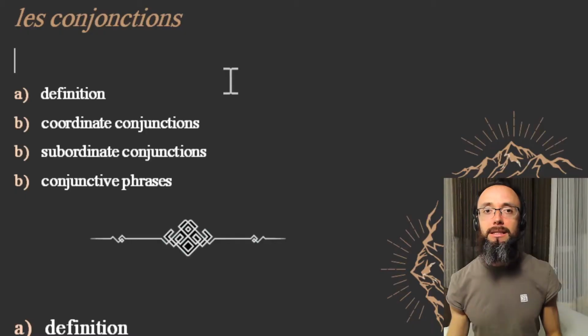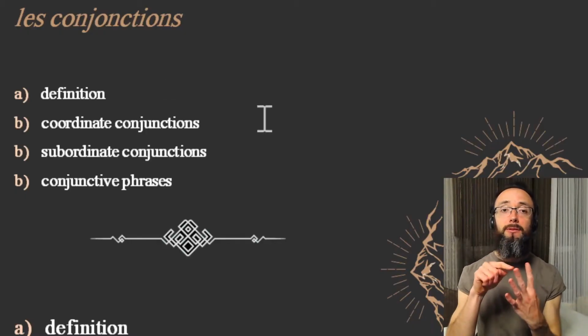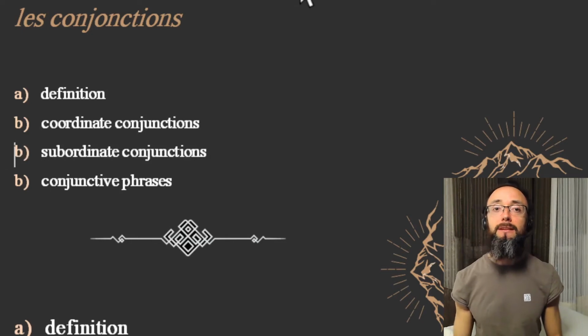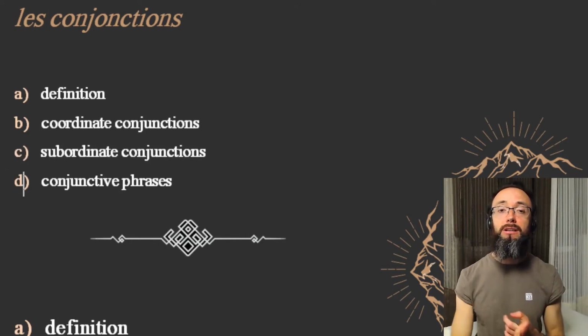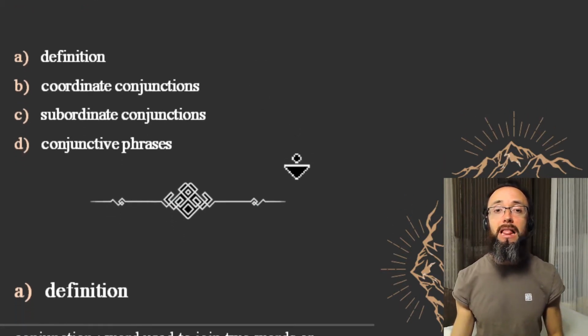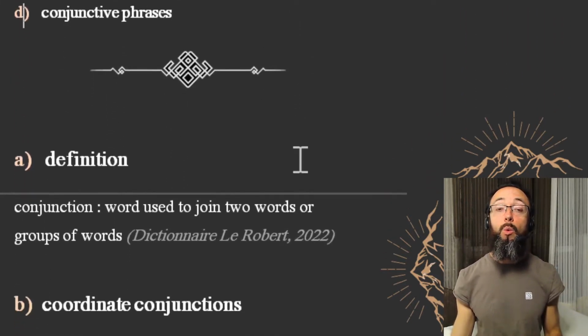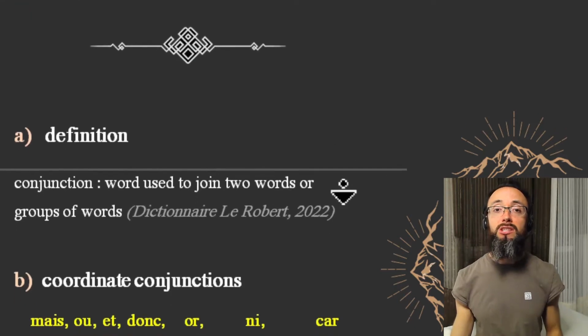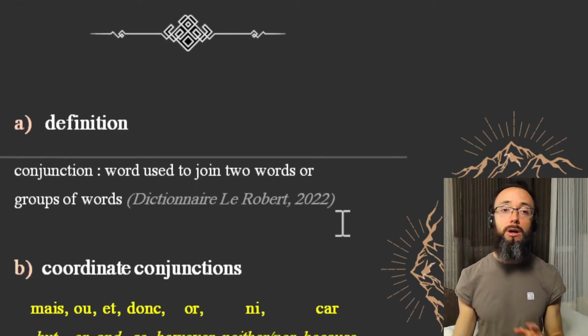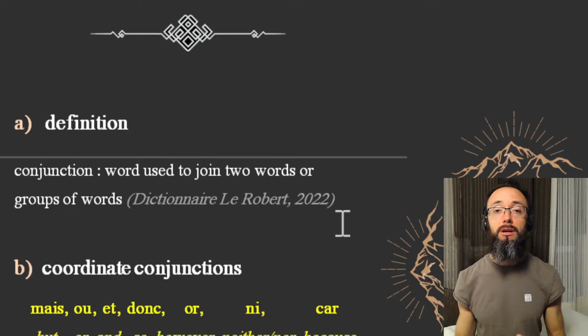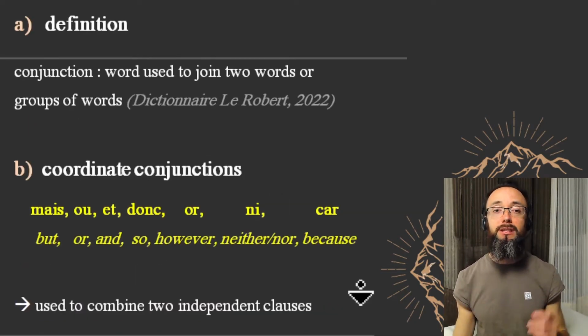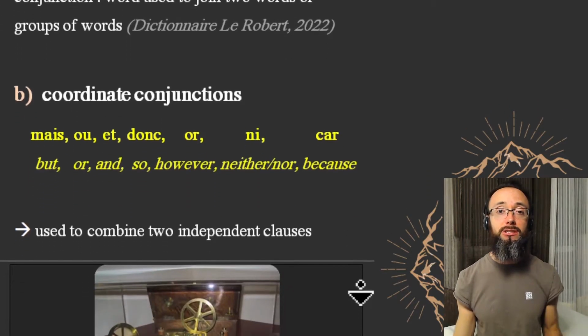Let's dig in. Today, this lesson will be divided in 4 parts: definitions, coordinate conjunctions, subordinate conjunctions, and conjunctive phrases. 4 parts. Let's start with the definition. What is a conjunction? It's a word used to join 2 words or groups of words, according to Dictionnaire Le Robert 2022. Let's start with coordinate conjunctions.